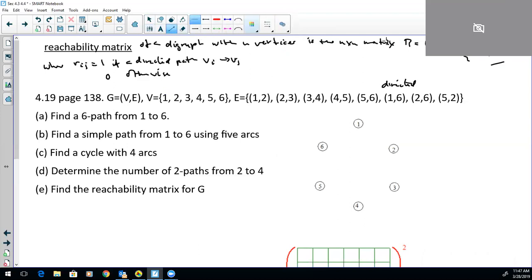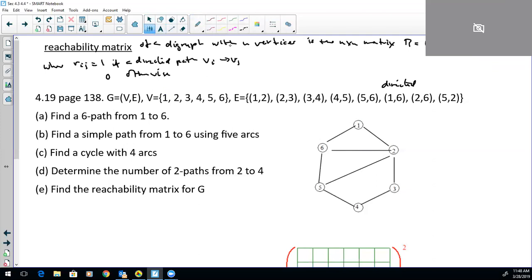Okay, I have yet to get, there we go. Okay. So I have 1 to 2. Let me put in the edges and I'll come back and make arcs out of it. 2 to 3. Arcs just means I put arrows down there. 3 to 4. 4 to 5. 5 to 6. Then 1 to 6. 2 to 6. And 5 to 2.